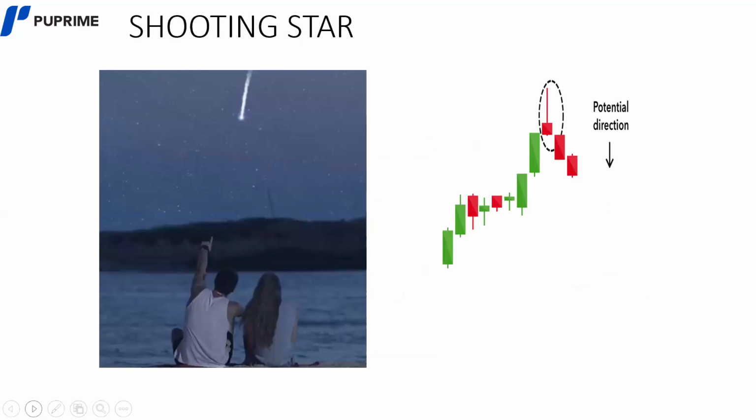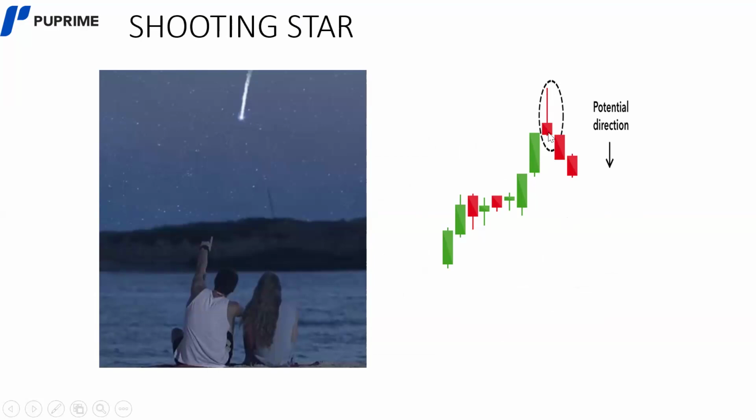Also, we have a shooting star. You can see that this shooting star also looks like an inverted hammer. But what differentiates them is the position. When this type of candle shows in a support area, it becomes an inverted hammer. But when you see it at a resistance, it becomes a shooting star.